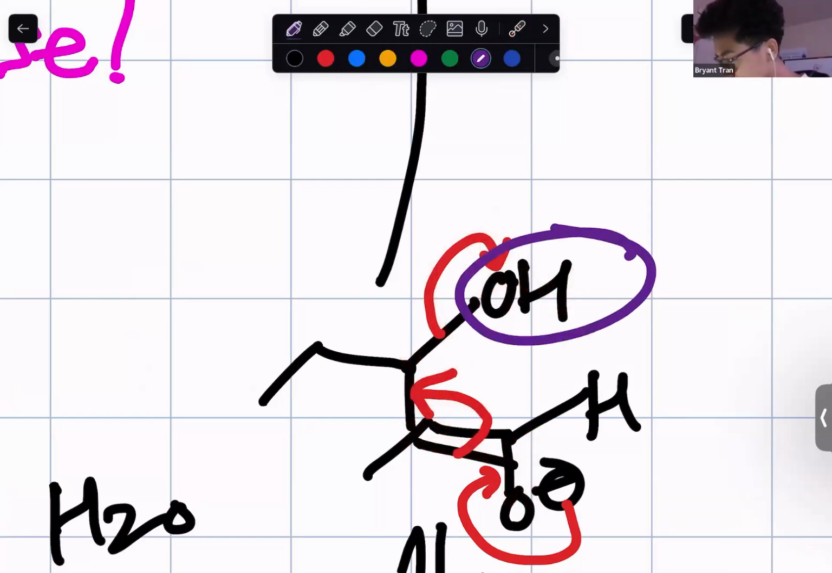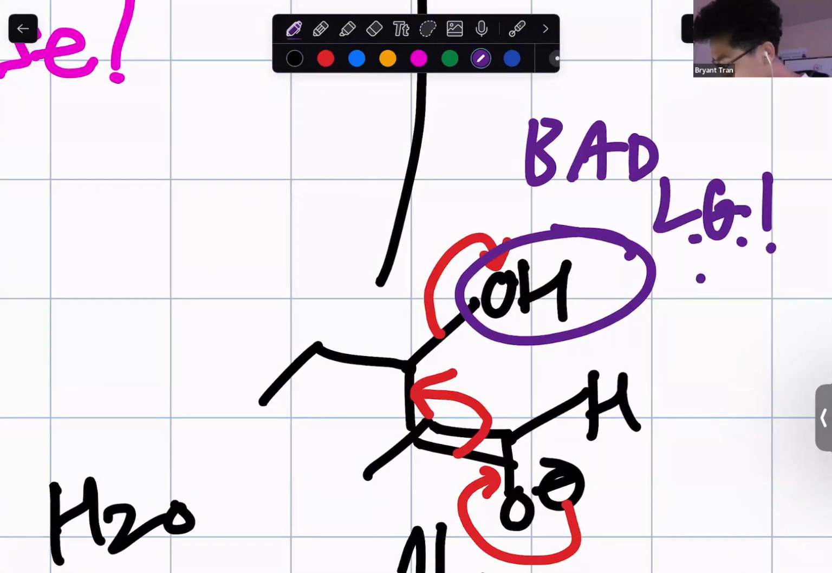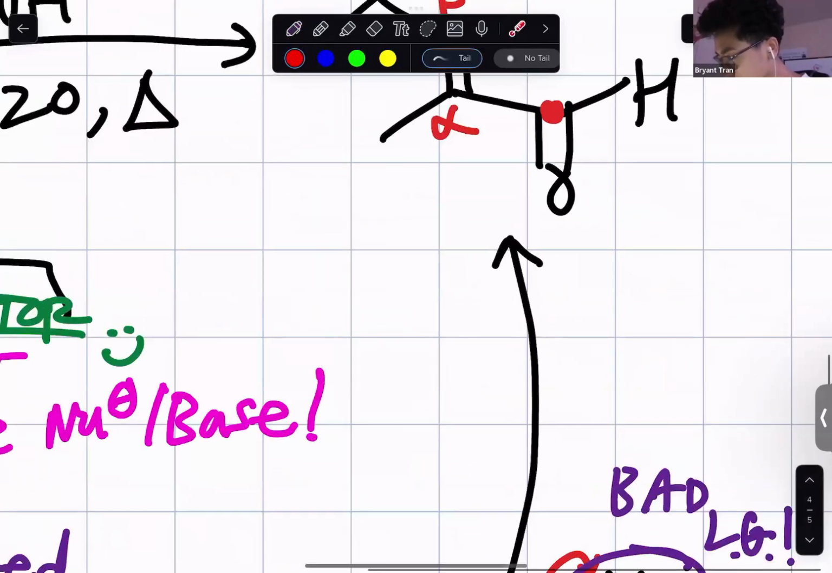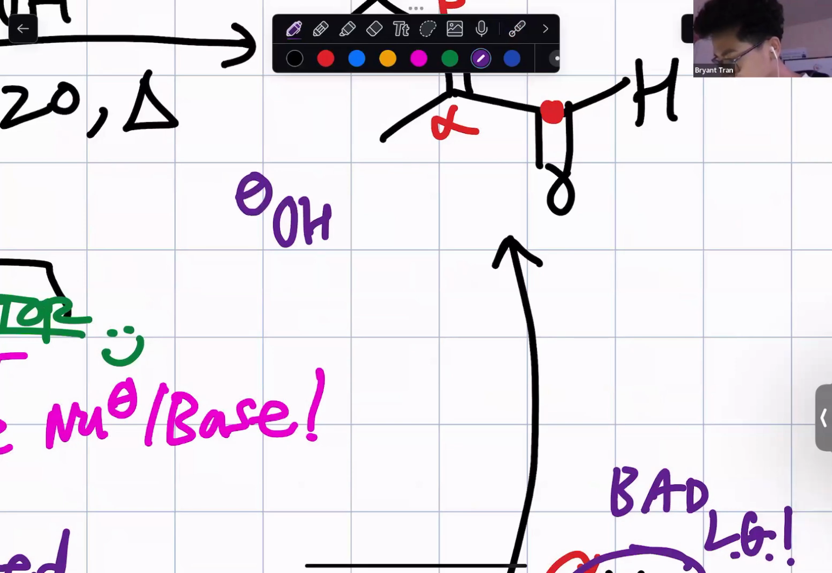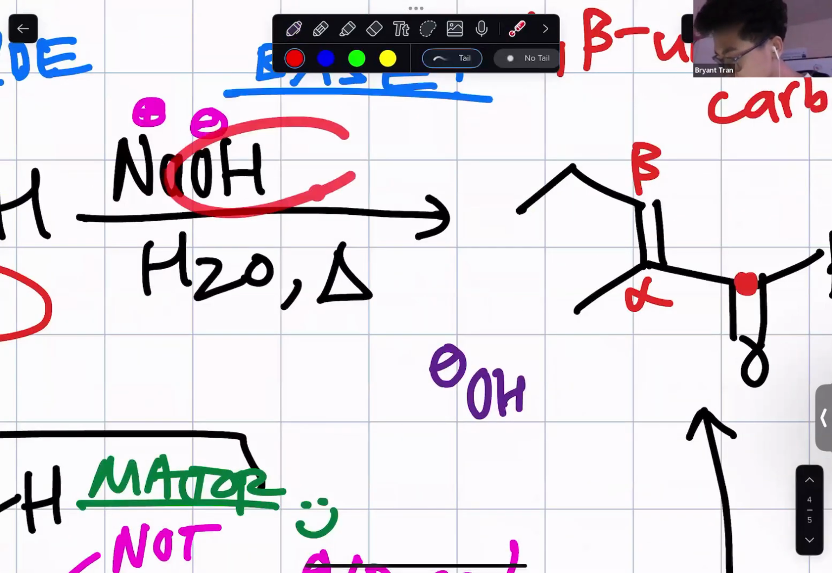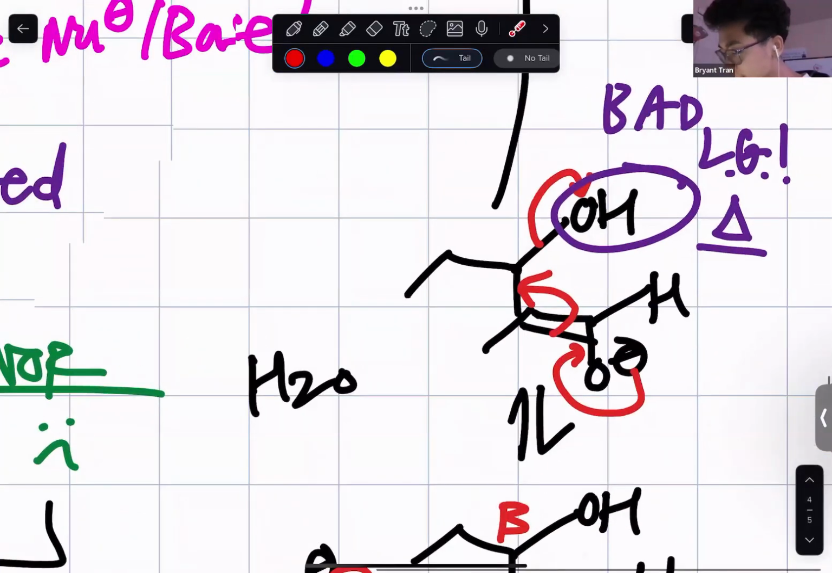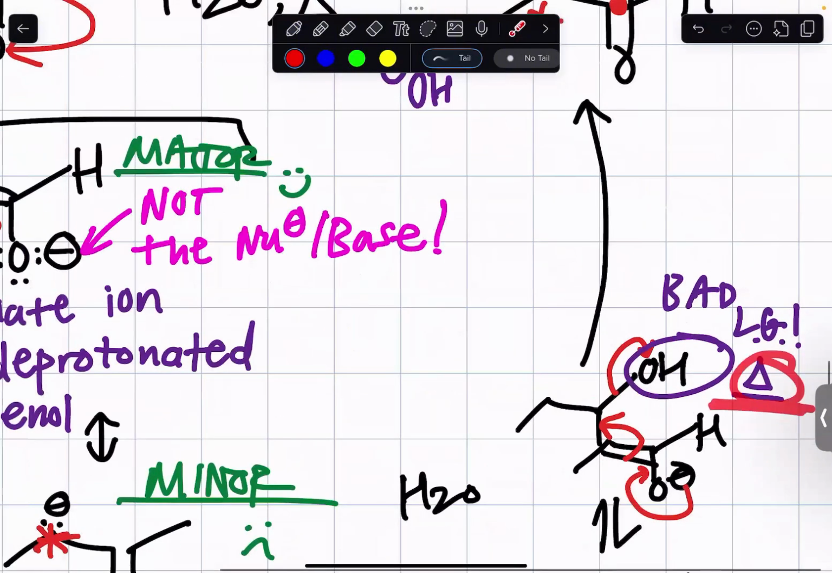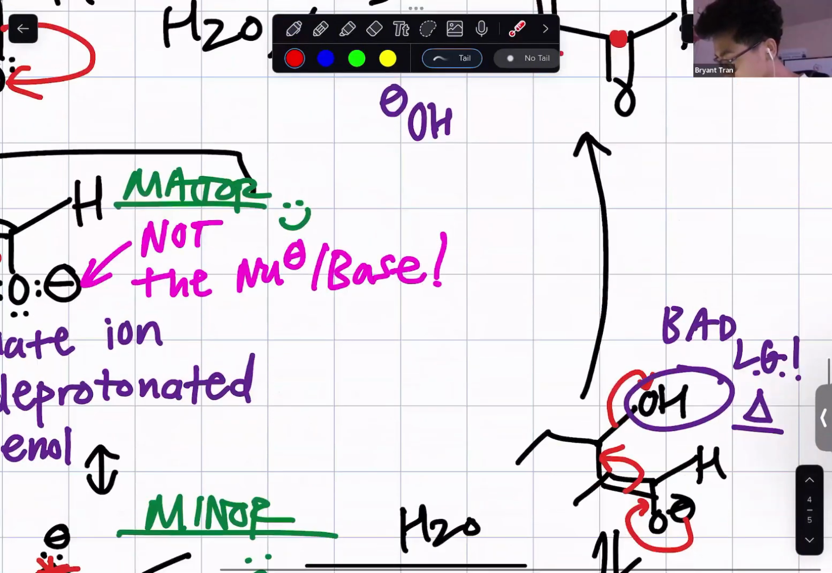We're used to seeing this OH as a bad leaving group. But because of heat and enough energy, we're able to kick out the OH minus, which is already floating around in the solution as well, because we're in basic conditions. There are other OH minuses around, kind of stabilizing it. But the main reason is because of heat here.